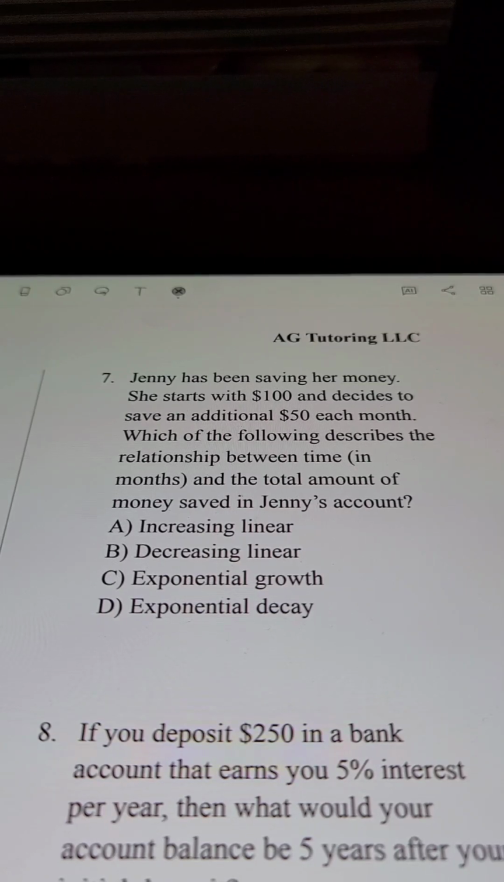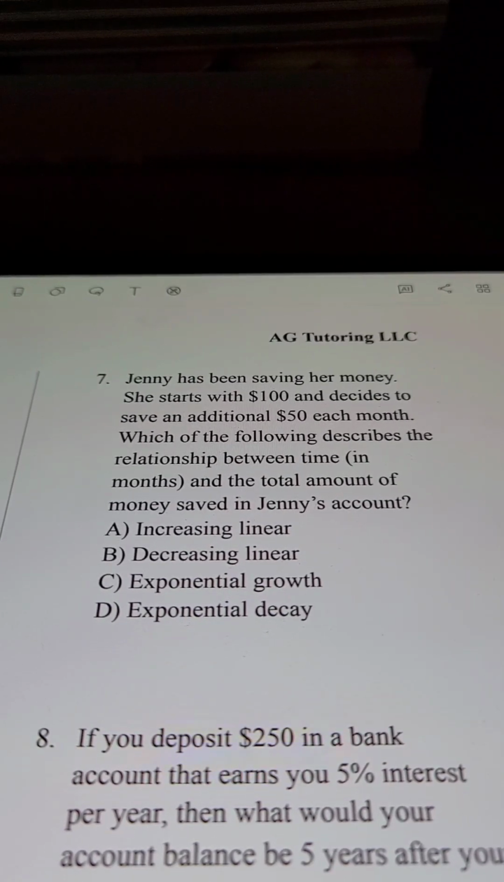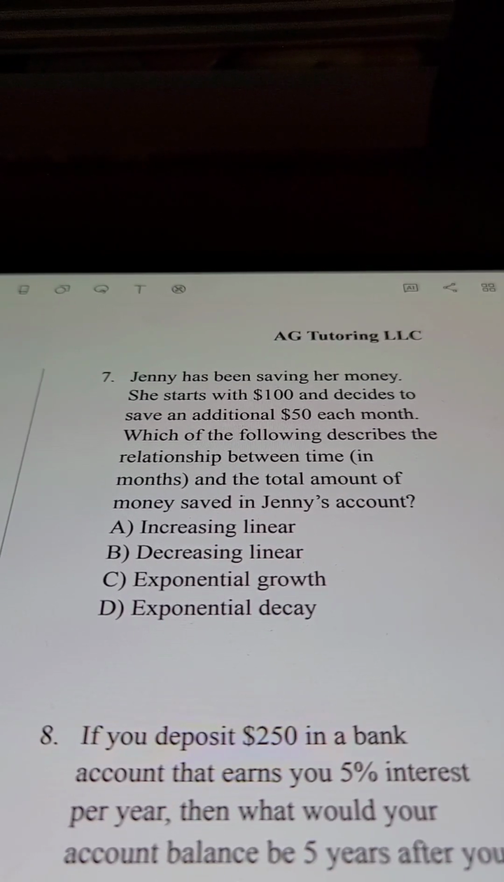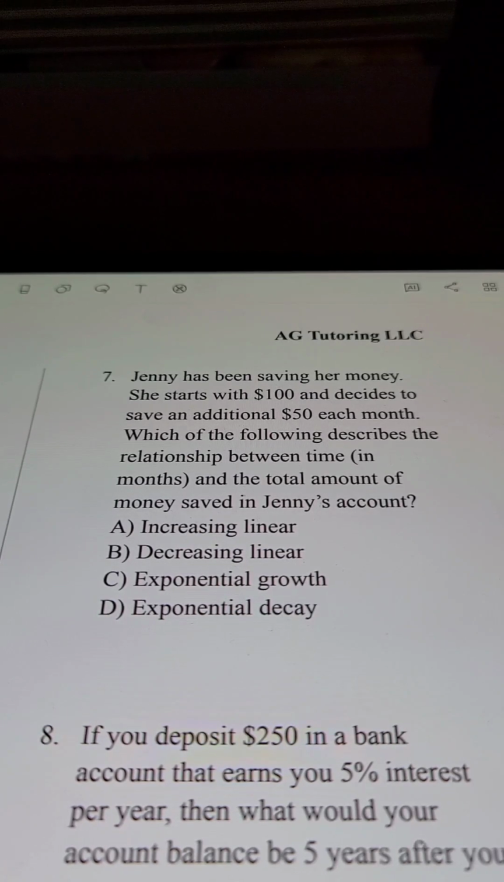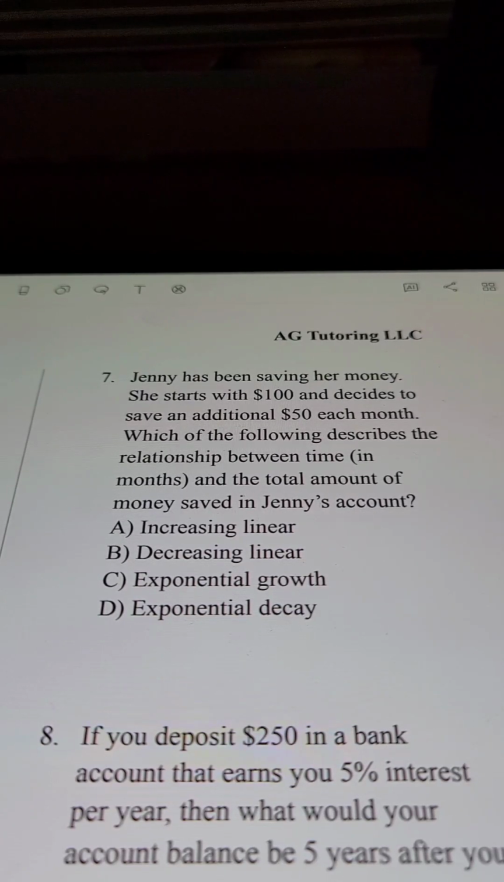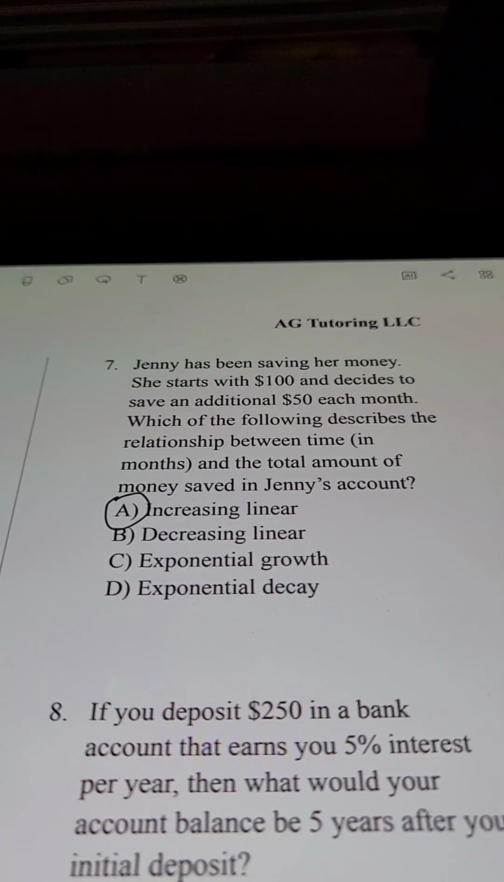Okay, pause to read number 7 if you haven't already. So we're increasing by $50 each month. We're just adding that on each month. We're not multiplying the current value, which would change over time, by a certain number or anything like that. It's just adding a certain amount each month. So we know it's definitely increasing and it's going to be increasing linear. So that would be A.